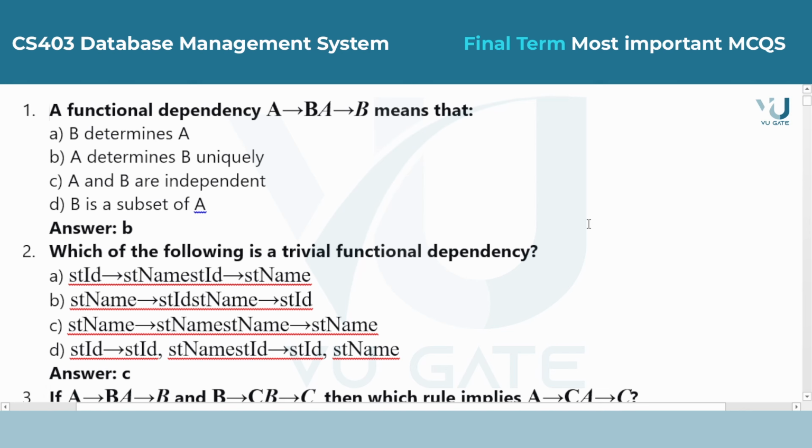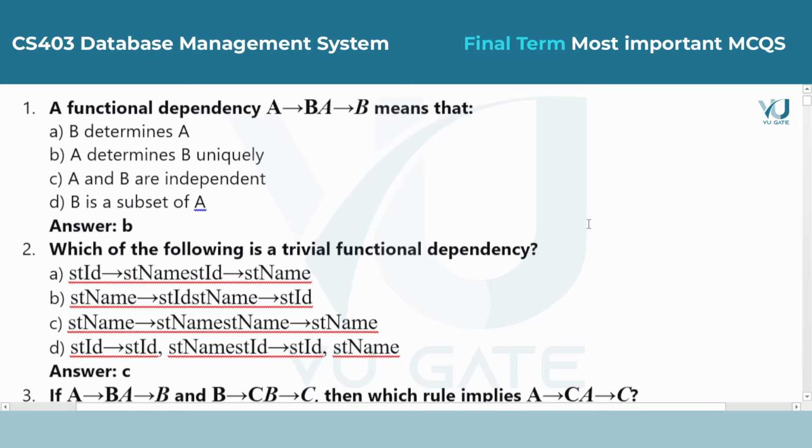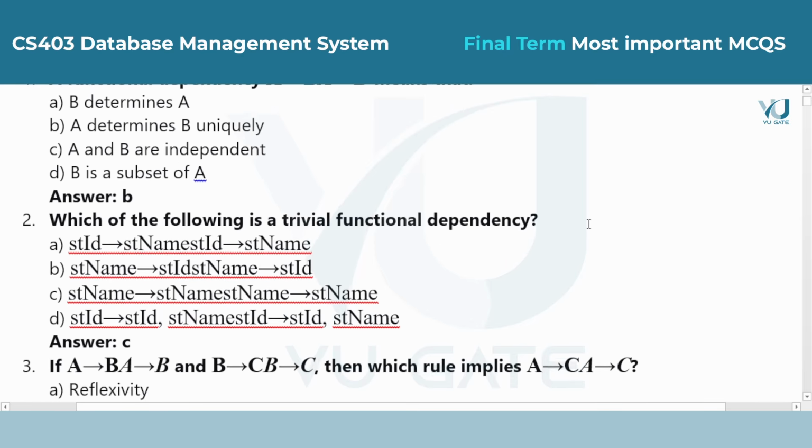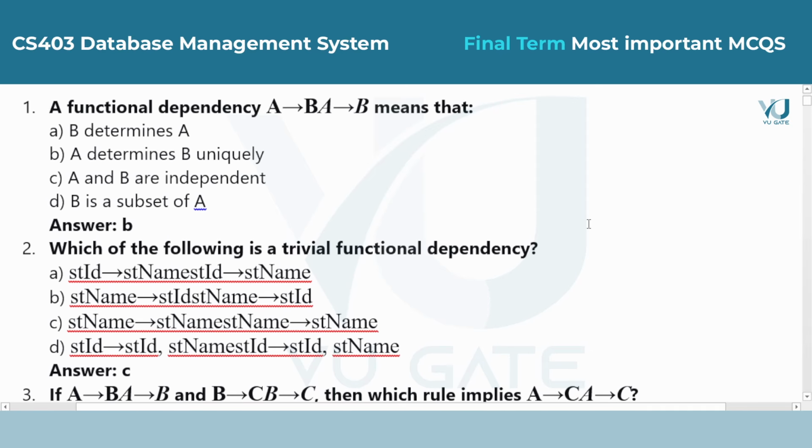A functional dependency A determines B means that A determines B uniquely. This means that if you know the value of A, you can find exactly one specific value for B. It is like using a student ID to find a specific student name.